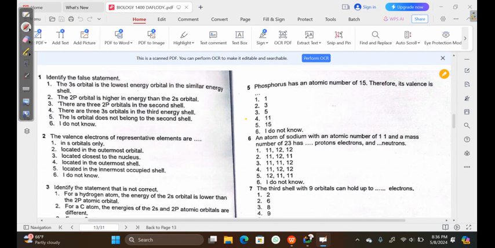How true is option 3? Let's be fast, guys, so that at least we can cover a number of questions. Okay, so 3 is a true statement. 4, there are 3 3s orbitals in the third energy shell. True or false?